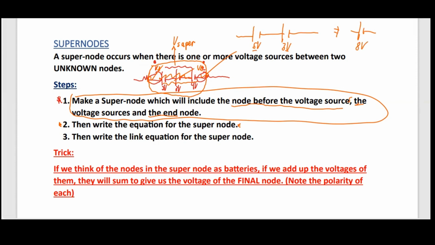So you basically just treat the nodes and the batteries as a battery. Our goal, and the rule, is that the sum of all the battery voltages before is equal to the last one. So all of them will add up to give you the last one.